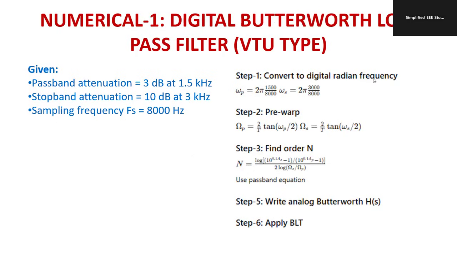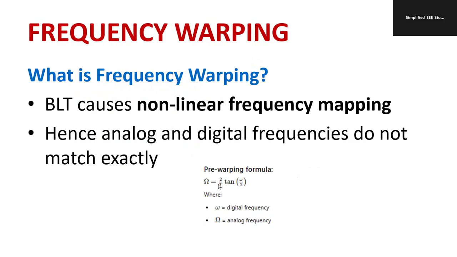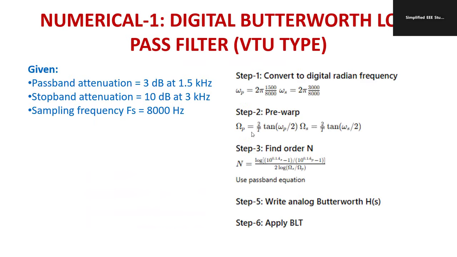Convert to digital radian frequency. Use the formula, that is omega p. Then compute omega s also. So this is the formula for computing omega p and omega s. Kindly make a note of this. Number 2, apply the pre-warping formula which I mentioned earlier. Look at this pre-warping formula. In the pre-warping formula, capital omega p equal to 2 by T tan (small letter omega p by 2). Then similarly capital omega s equal to 2 by T tan (small letter omega s by 2). Find the filter order.